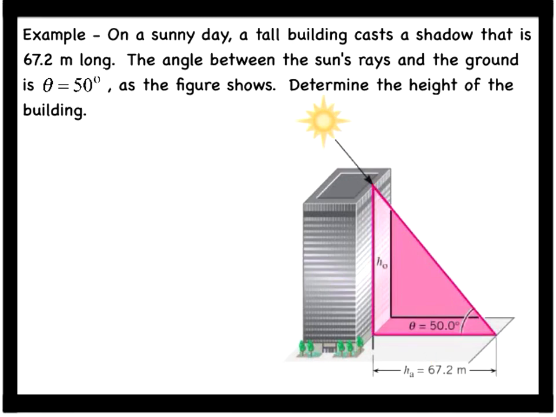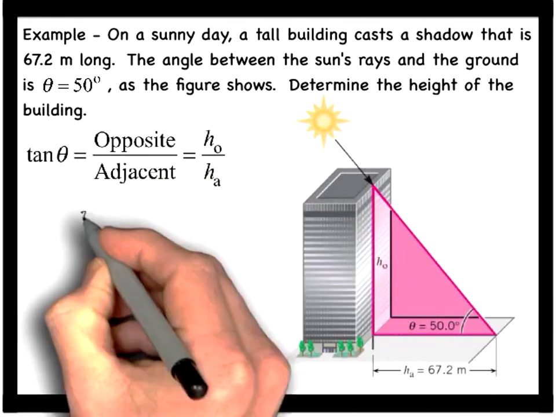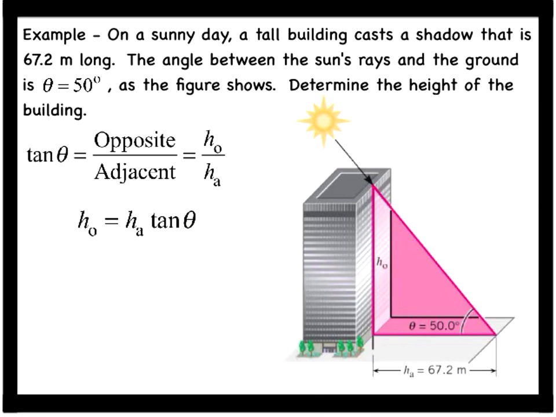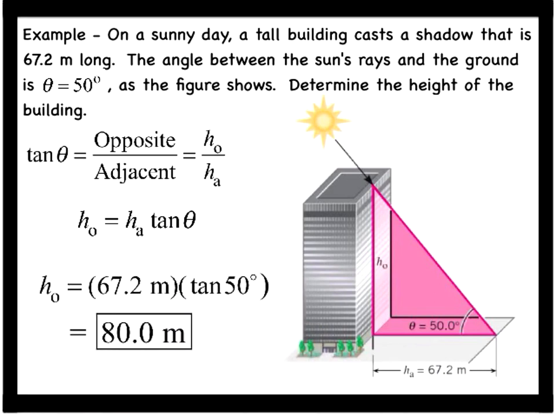To find the height of the building, we can use the tangent function. Recall that tangent theta is equal to the opposite side divided by the adjacent side. Thus, the opposite side, or building height, is equal to the adjacent side times tangent theta. Plugging in the values from the problem, we find the building height is 80.0 meters. The value of the tangent of 50 degrees is found using a calculator. Make sure your calculator is in degree mode and not radian mode.